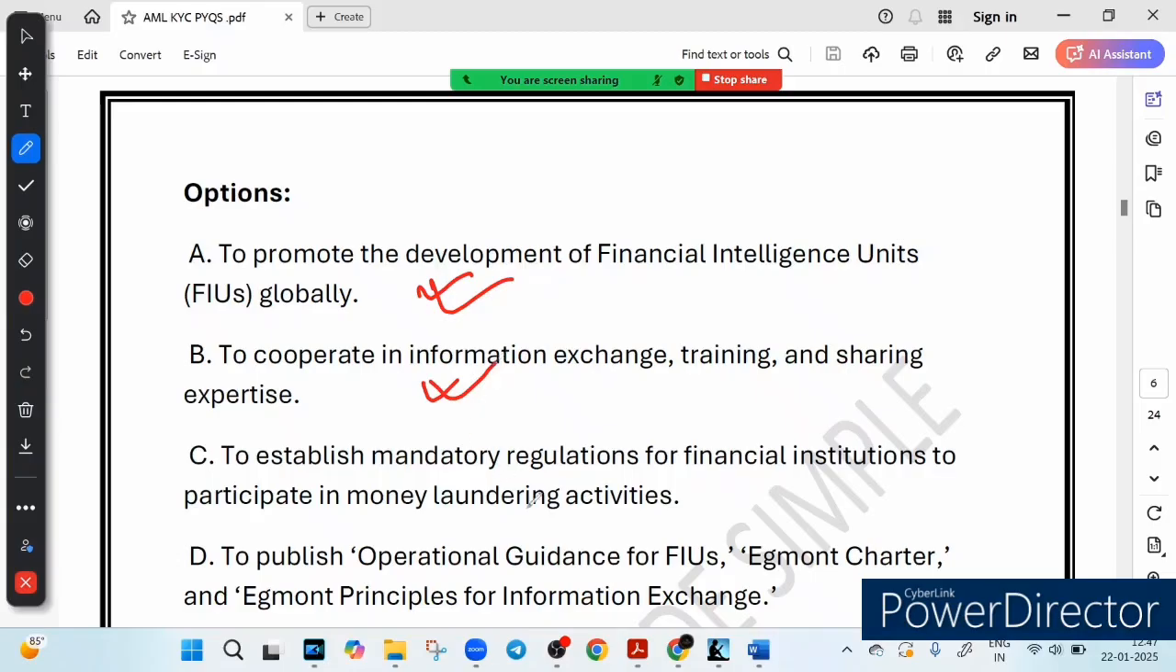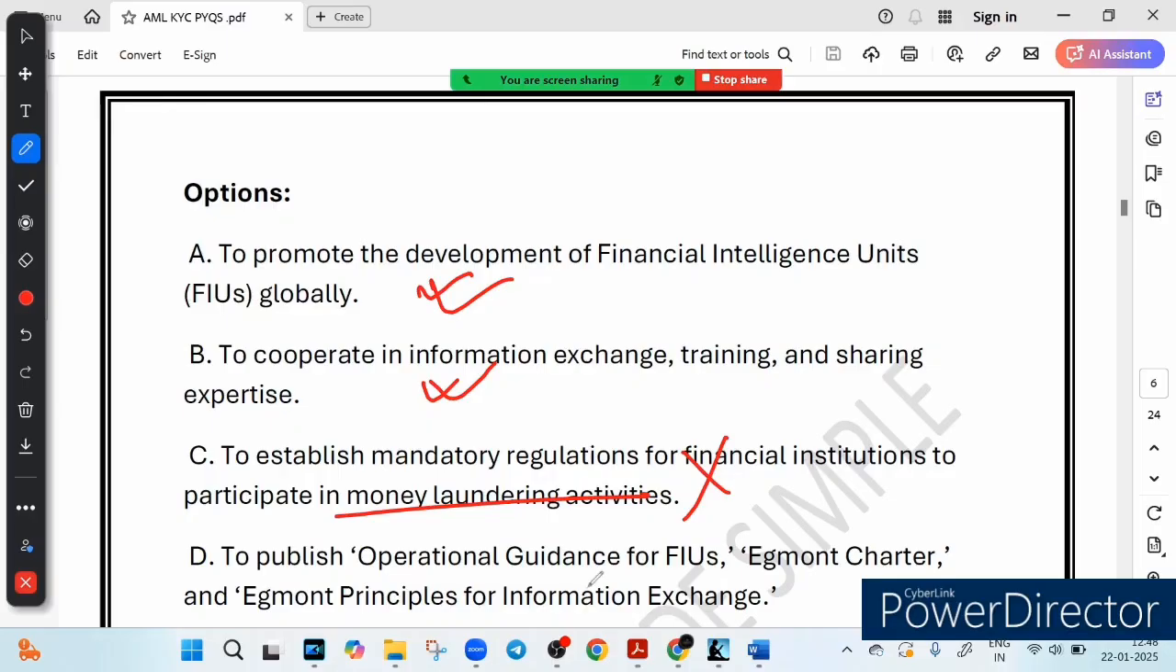Then option C says to establish mandatory regulation for financial institutions to participate in money laundering activity. Yes, this is clearly wrong. The Egmont Group exists to stop financial crimes like money laundering, not encourage them. Here it is written to establish mandatory regulation for financial institutions to participate. No. Nobody encourages it, right? Option D says to publish operational guidance for FIUs, Egmont Charter and Egmont Principles for Information Exchange. Yes, this is correct too.